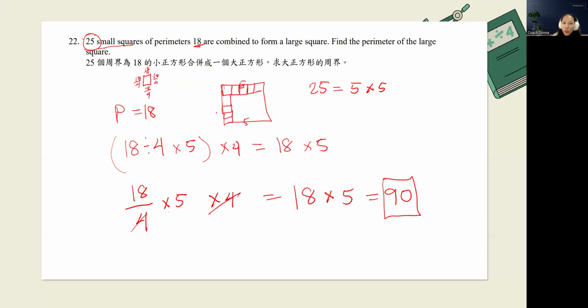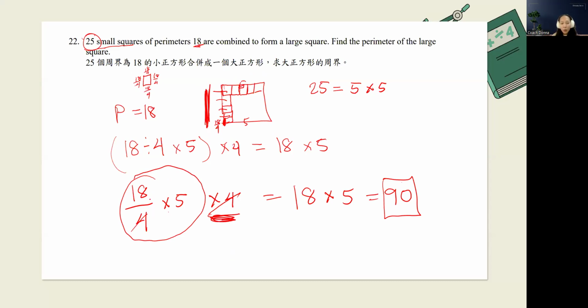From that, you know that each side of our square is 18 divided by 4. So you have 5 of that. Okay, 1, 2, 3, 4, 5. 5 of that as the width, on this side. So that's why we have 18 divided by 4 times 5. All right. So that's only one side of our large square. We want the perimeter of all sides, so we multiply it by 4. And that's how we get our answer.